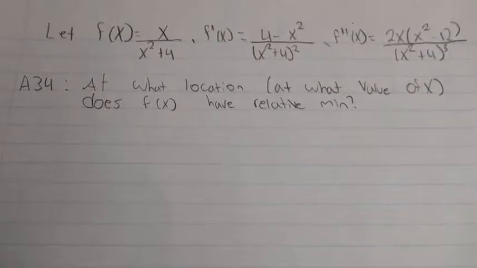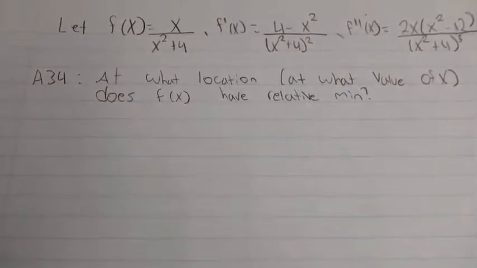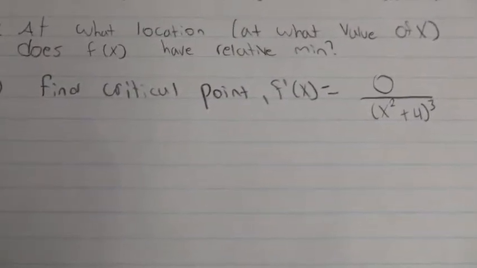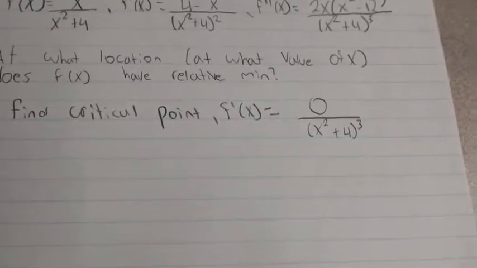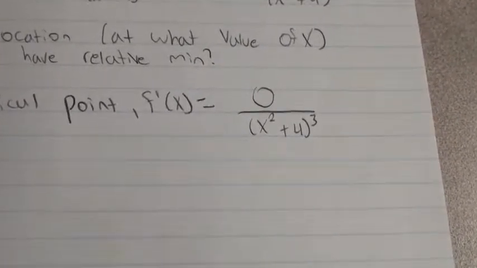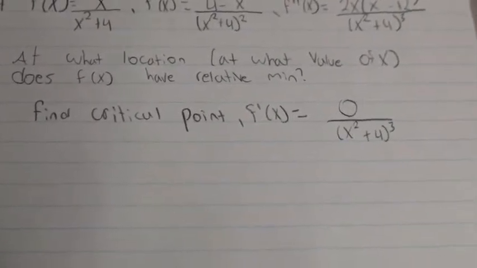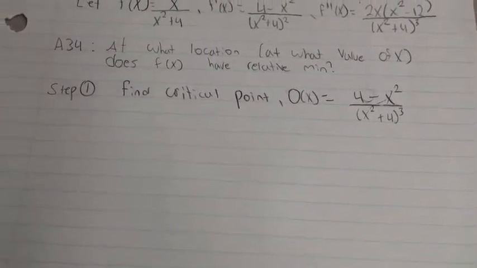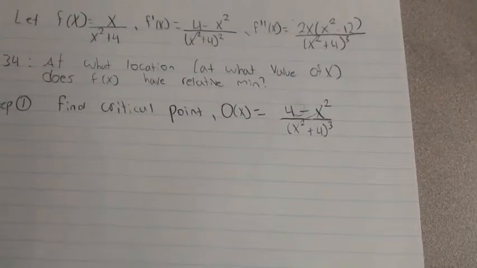Question 34 asks, at what location does f(x) have a relative min? So step 1, we must find the critical point. We must find the first derivative, which is given in the question, and set it equal to 0. Here we have the equation, and we must find the x value that turns that into 0.